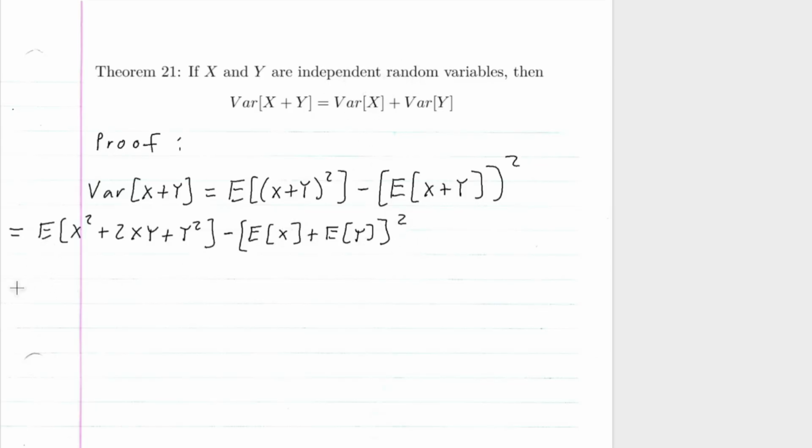So now the expected value of x squared plus 2xy plus y squared is the same thing as the expected value of x squared plus 2 expected value of xy, right? Because we can separate these: expected value of x squared, expected value of 2xy, and expected value of y squared. But the expected value of 2xy is the same thing as 2 times the expected value of xy. And then over here, of course, we have the expected value of y squared.